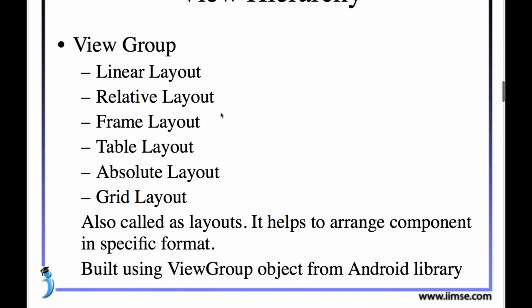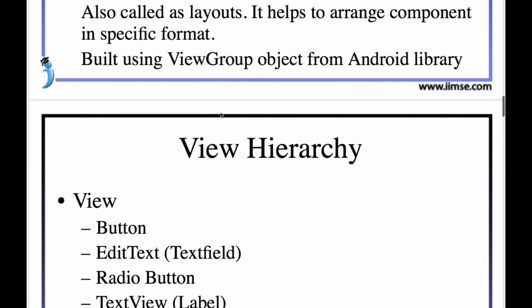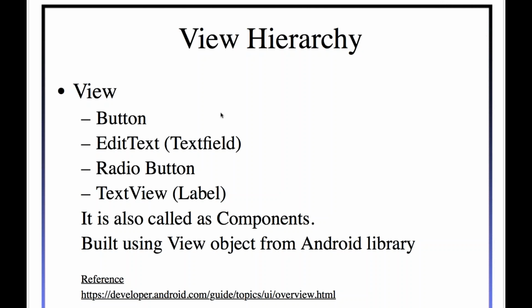These view groups are the objects available in the Android library. Same way we are talking about the view. These views are nothing but the components available in the Android library. You can see a button, you can see an edit text. Here, the edit text is nothing but a text field. Same way we have a radio button, switch, text view, progress bar, and there are lots of components available in the Android library.